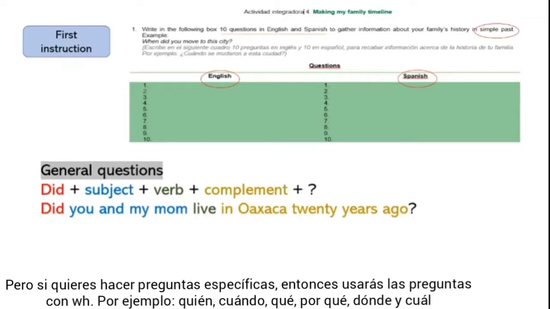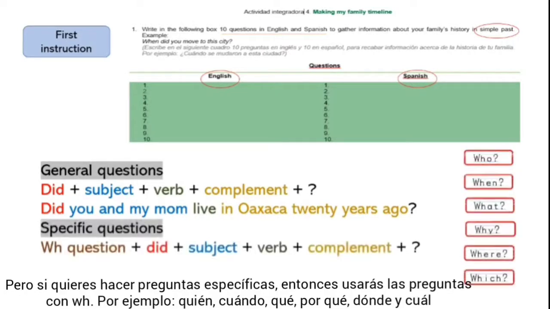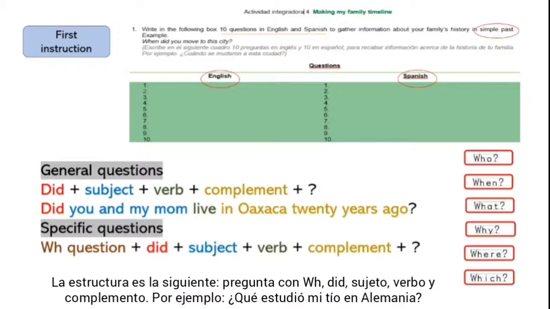But if you want to make specific questions, then you'll use the WH question. For example, who, when, what, why, where, and which. The structure is this: WH question, did, subject, verb, and complement. For example, what did my uncle study in Germany?